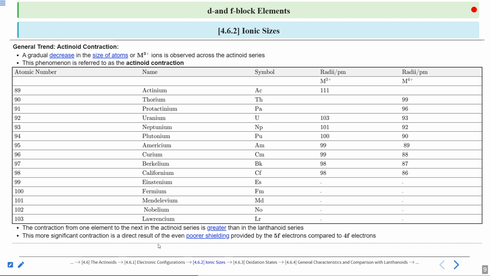This more significant contraction is a direct result of even poorer shielding provided by the 5f electrons compared to the 4f electrons. So why is there this significant contraction in the sizes? It is a direct result of poorer shielding provided by the 5f electrons if you compare with the 4f electrons present in the lanthanoid series.